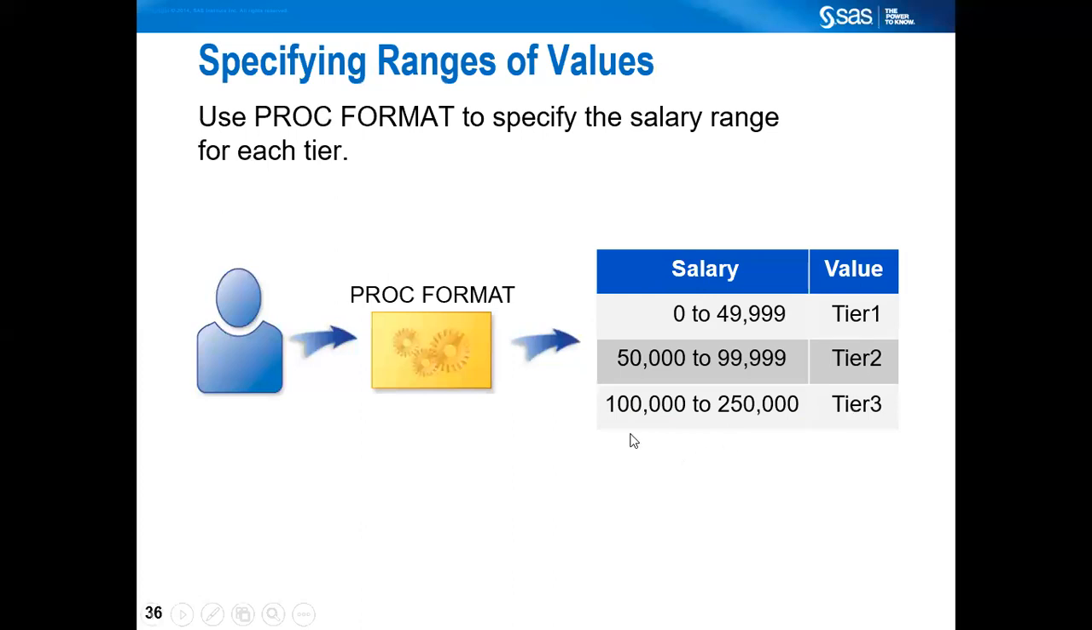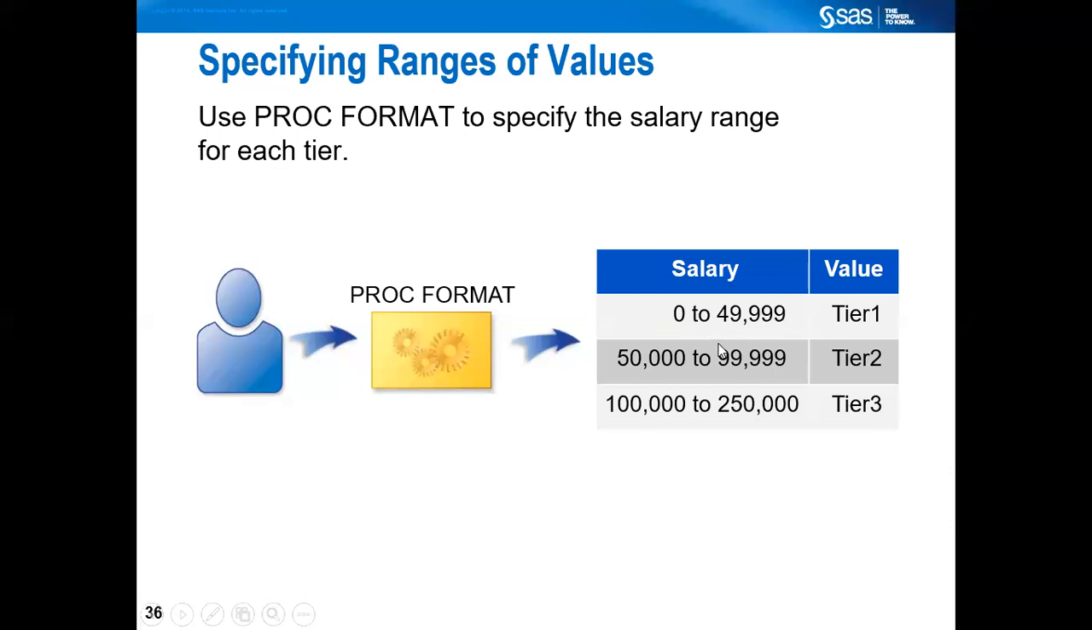So this is what we can provide this information. So this is what they're telling: between 0 to 49,999 falls under tier 1. Then 50,000 to 99,999 should fall under tier 2, and 1 lakh to 2 lakh 50,000 should fall under tier 3.